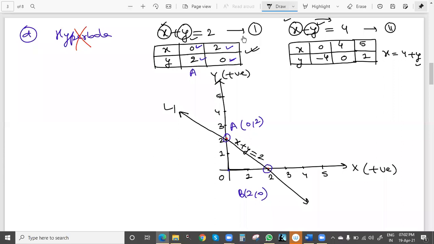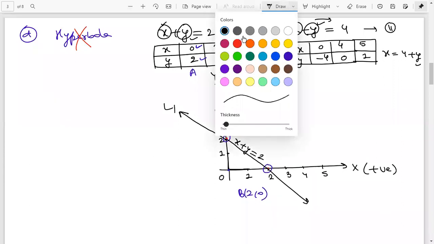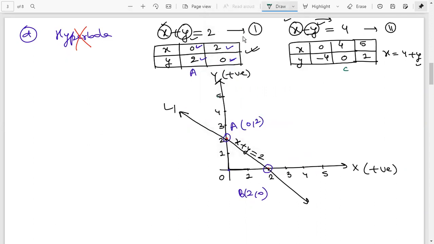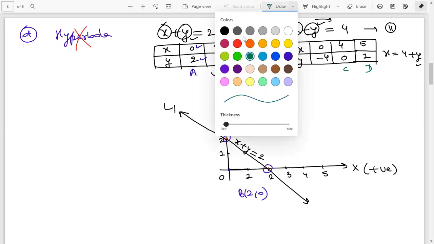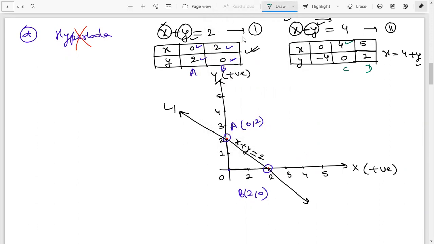For plotting line 2 we need points. First we'll take this point C and this point D, and here it was A and B. So C and D we want to plot now. C is 4, 0. Always take x first, then y. X is 4, y is 0, so that will be on the x-axis.